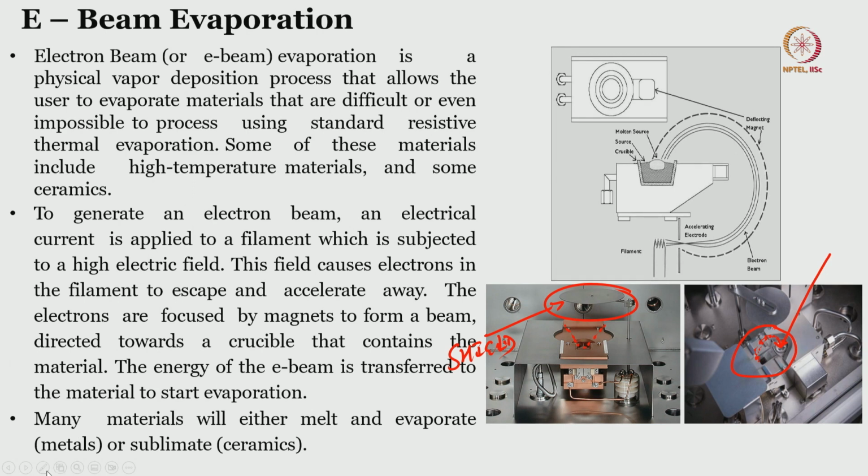The same thing is written more or less here. To generate the electron beam, an electrical current is applied to a filament which is subject to a high electric field. This field causes the electrons in the filament to escape and accelerate away. The electrons are focused by magnets to form a beam which is directed towards a crucible that contains the material or source, and the energy of the electron beam is transferred to the material to start evaporation. Many materials will either melt, evaporate or sublimate.